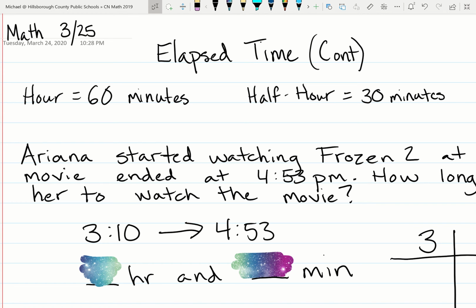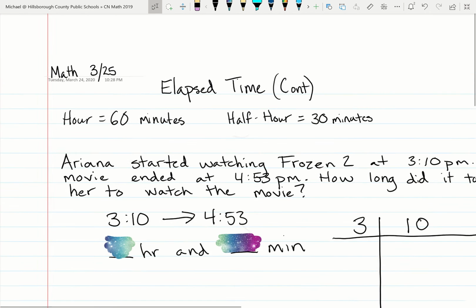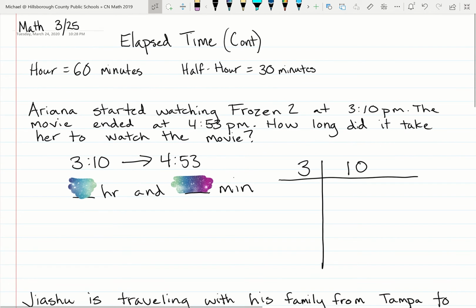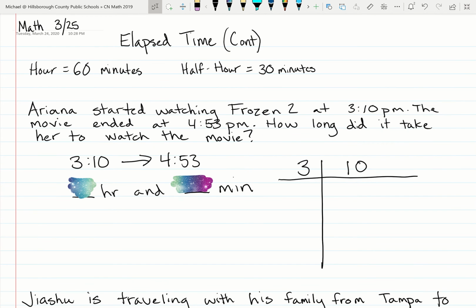Okay, moving on. We're going to get right to the word problems that we're going to use to solve some problems today. I'm going to show you how to find elapsed time using a different strategy, using this table right here with the time listed. And we're going to be using real life situations and word problems.